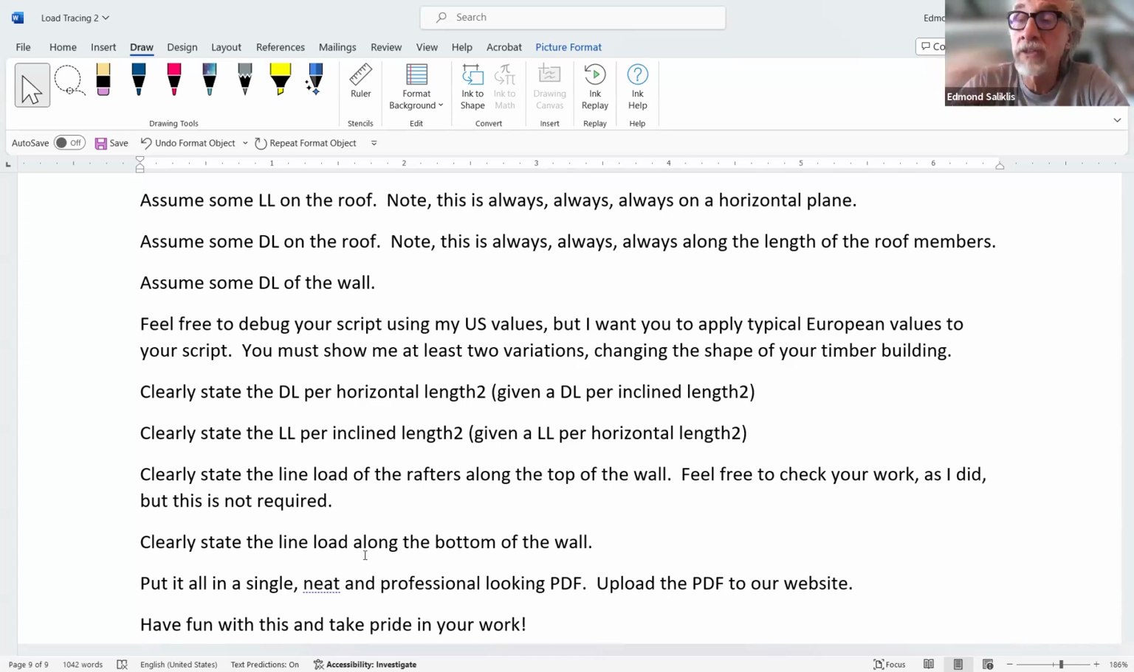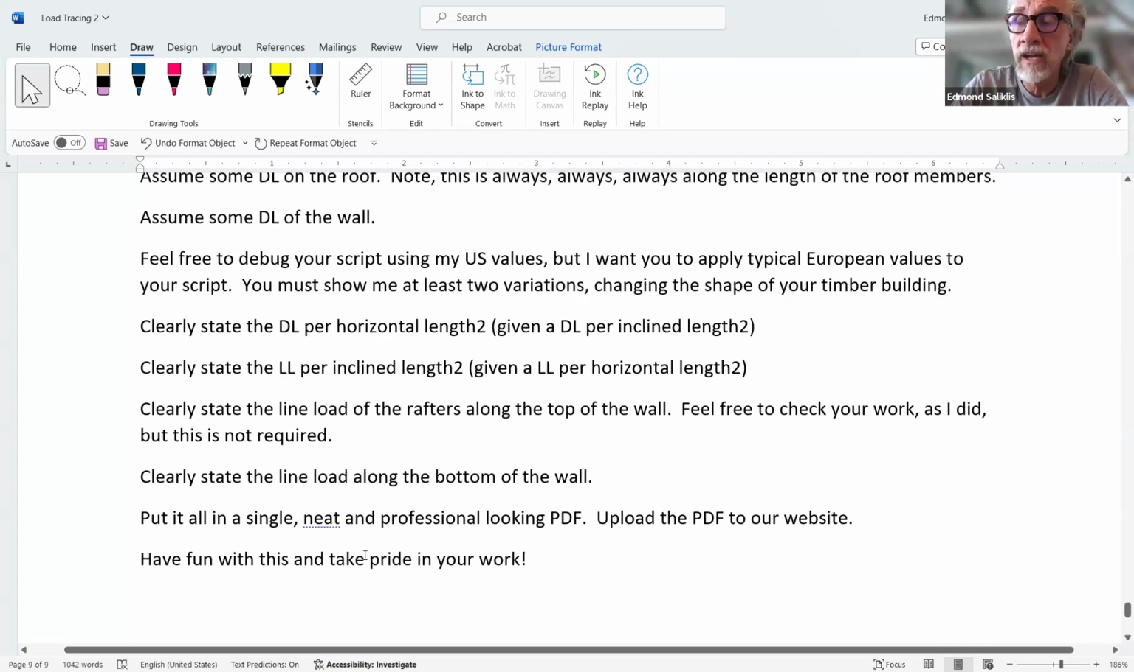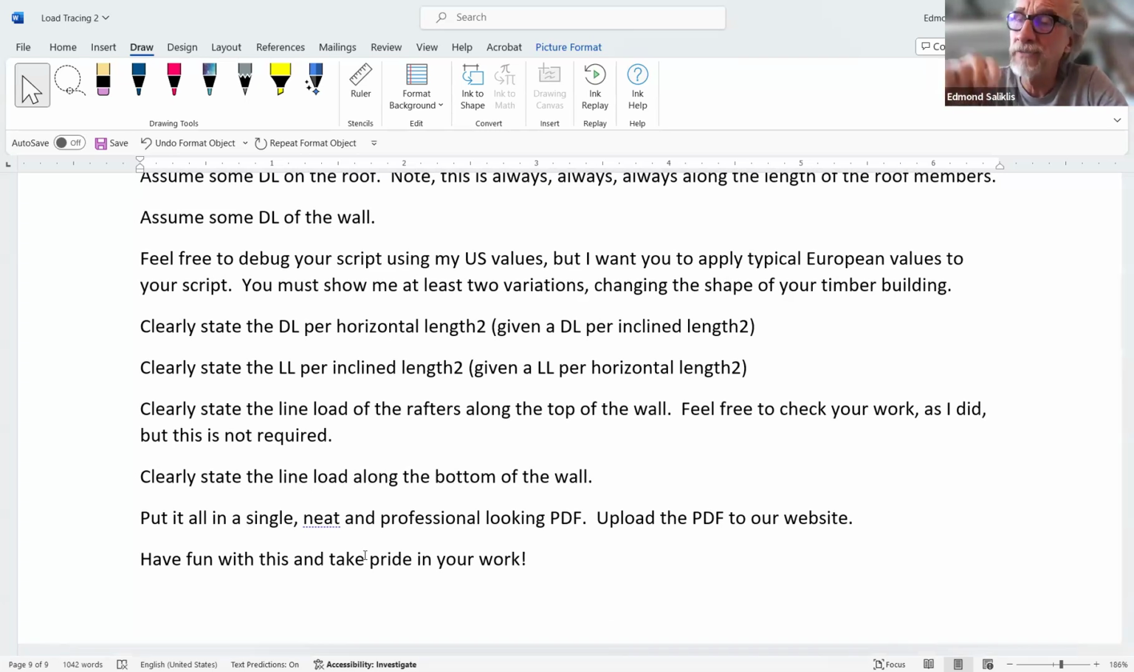Then, of course, put it all into a single PDF, no Google Docs, no Excel sheets. Snip things out. If you have to write something by hand, write it by hand, but you really don't have to write anything by hand. Show me the work. You could show me by highlighting your GeoGebra. Upload one PDF, but that PDF must have multiple scenarios where you've changed the length of the building span, the rise, maybe the load, and the height of the wall. The width of the wall doesn't matter. That does not have to change. And of course, be proud of your work because I want to show your work to everybody. So I want you to be proud of it.